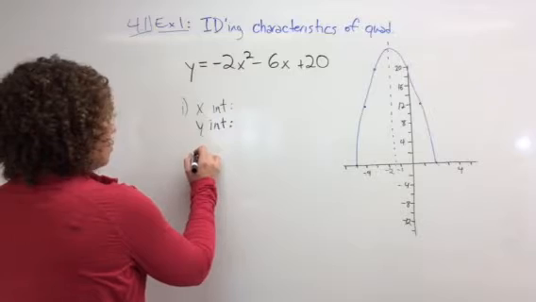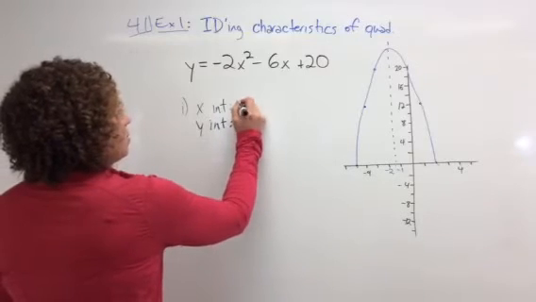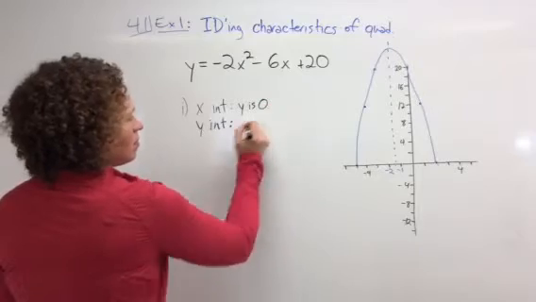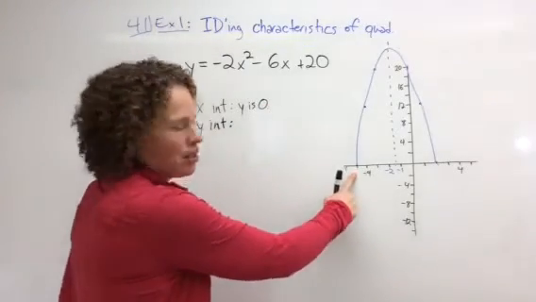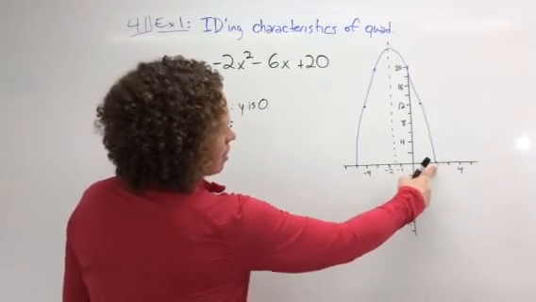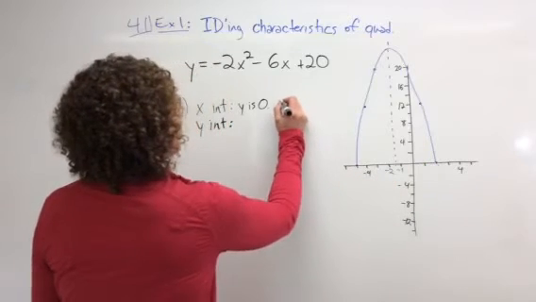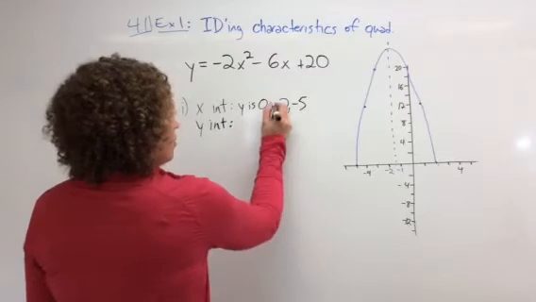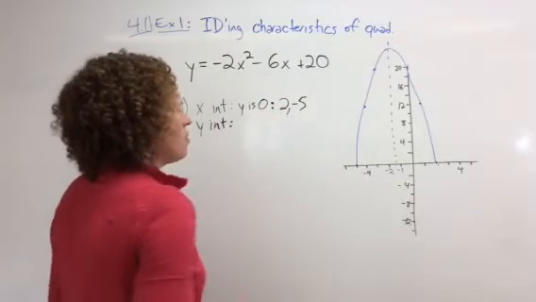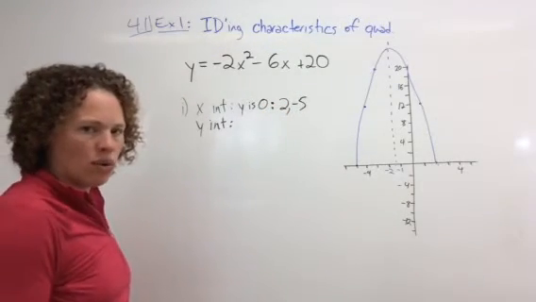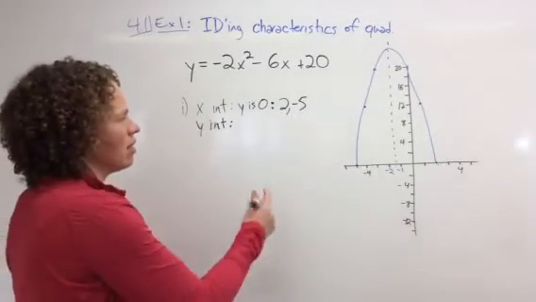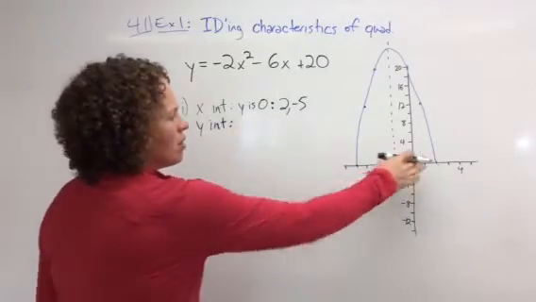So at the x-intercept, y is 0. So I can look down here, and I can see that they're at 2 and -5. And those are my x values. It's not a coordinate point, so I'm not going to put that in brackets. X is 2, x is -5 when y is 0, and those are the 2 points.